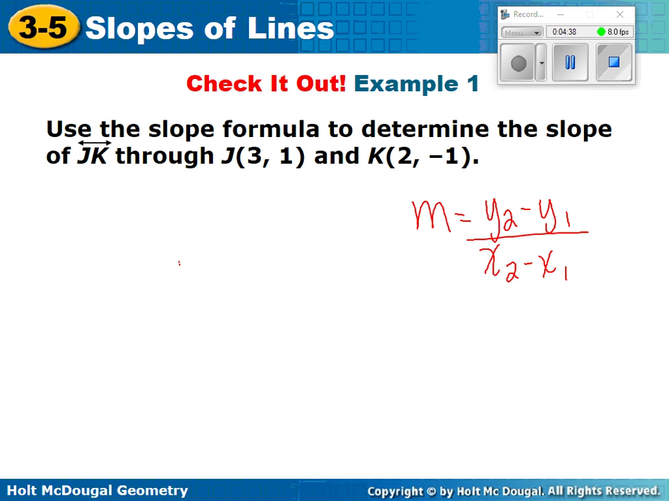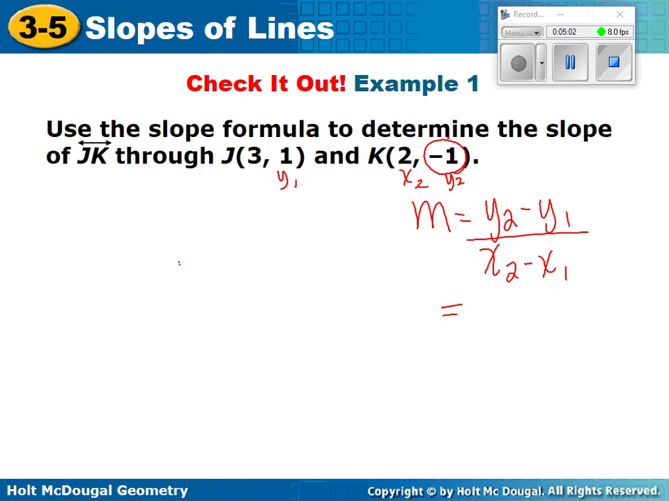Okay, so does it matter which coordinate I start with? Not at all. Just be consistent. So what do you want to plug in for y2? Okay, I heard -1 originally, so I'm going to go with -1. So if this is y2, what does this have to be? X2.